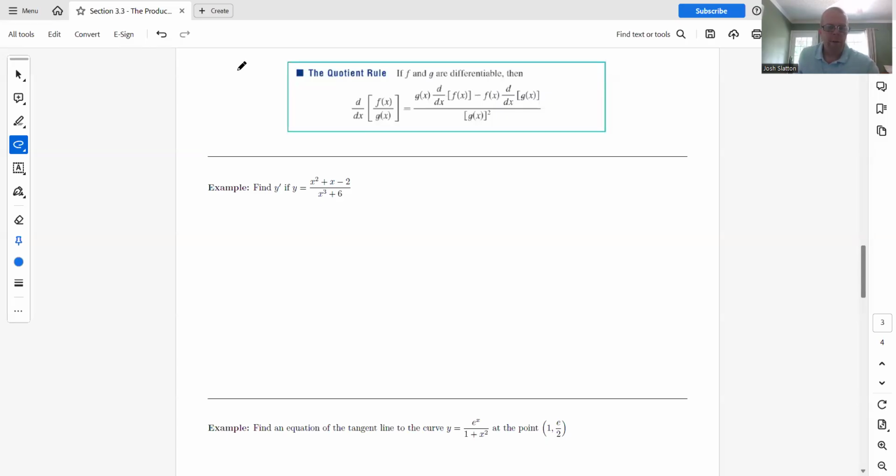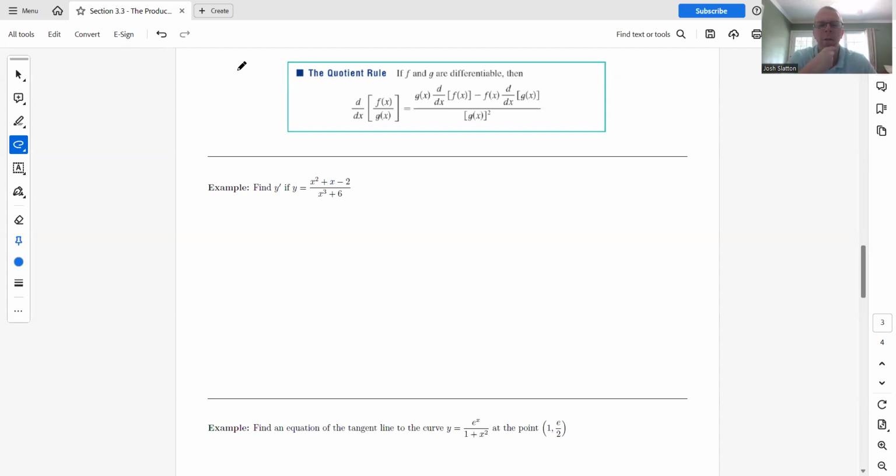Okay, so the second half of this section is on the quotient rule. If you have two functions that you're dividing, just like multiplying, it's not as simple as take the derivative of the numerator and the derivative of the denominator and then divide them. There's a slightly more complicated formula. This is the way the book presents it.